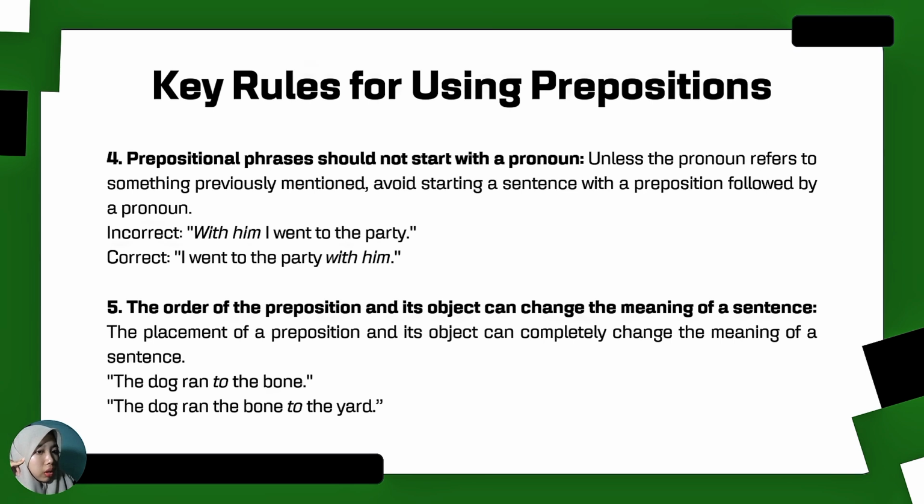Five: the order of the preposition and its object can change the meaning of a sentence. The placement of a preposition and its object can completely change the meaning of a sentence. Like the dog ran to the bone and the dog ran the bone to the yard.